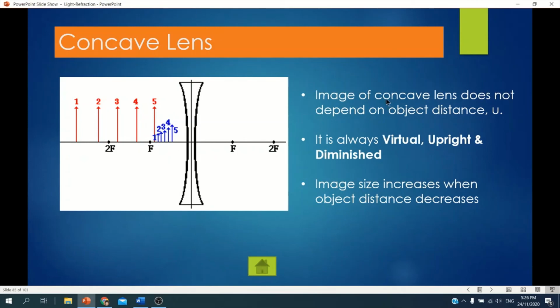Okay, so we conclude by saying image of concave lens does not depend on the object distance. It is always virtual, upright, and diminished. And image size increases when object distance decreases. I repeat, image size increases when the object distance decreases, but it is still a diminished image. It's not bigger than the object. It's still a diminished image.